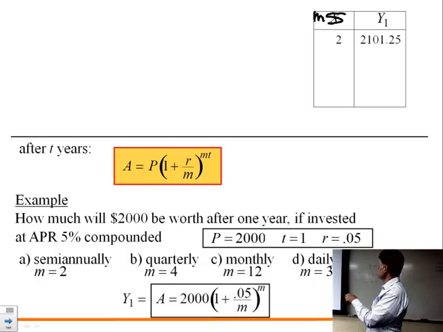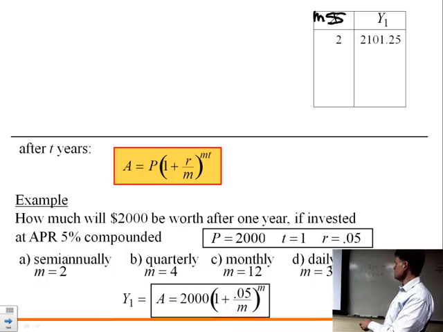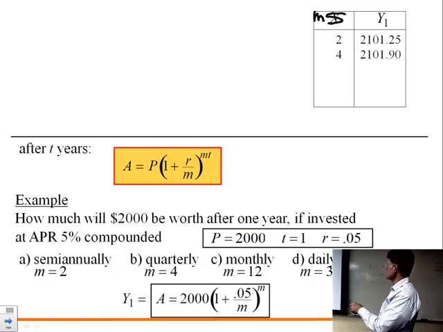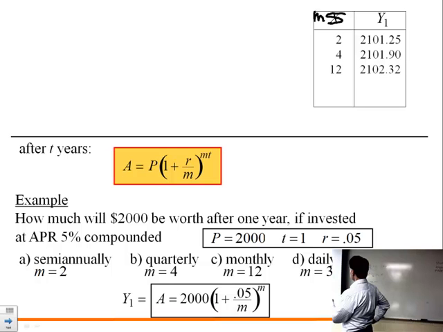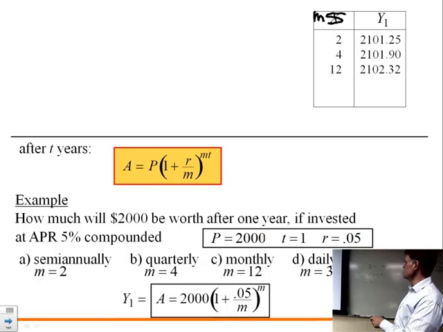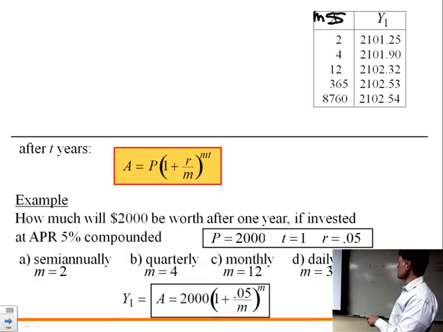If you plug 2 in here and you crunch the numbers, you're going to get 2101.25. You started with 2,000 and now you've made about $100, a little bit more. If M is 4, you expect to get some more because you're compounding more frequently. But notice you don't get a whole lot more. You only get about 65 cents more. Then with 12, you get a little bit more, not much. And with 365, you get a little bit more than that. And with hourly, you get a tiny bit more, maybe even just a cent, give or take.